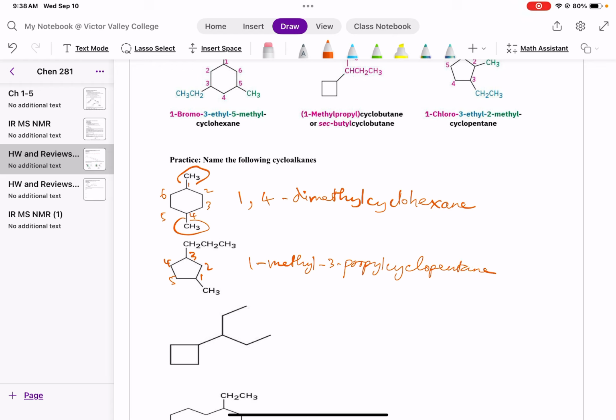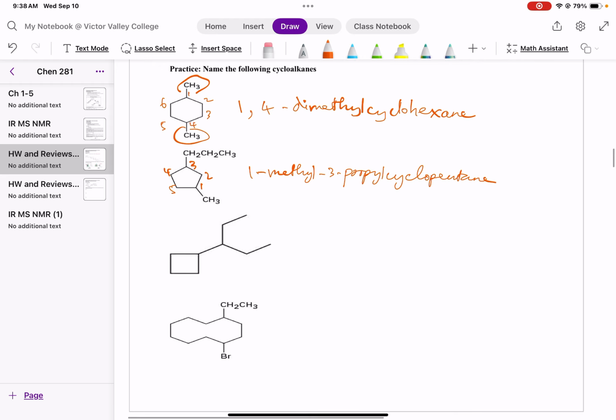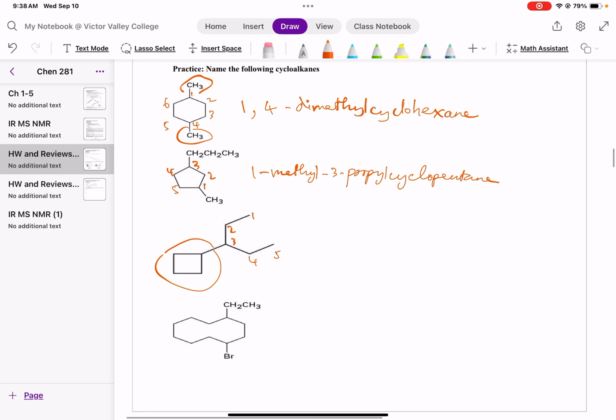Okay. Now this next one is very interesting. It would be a lot easier if we use the straight one as the main compound and the cyclo as the branch. It's cyclobutane if it's by itself, the square, but if it's a branch, it's cyclobutyl. So, 3-cyclobutylpentane.